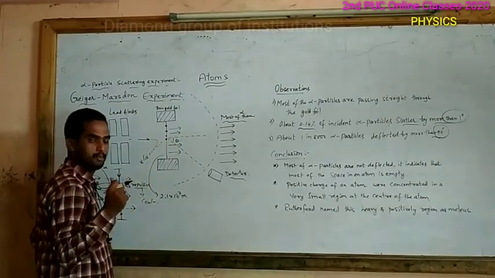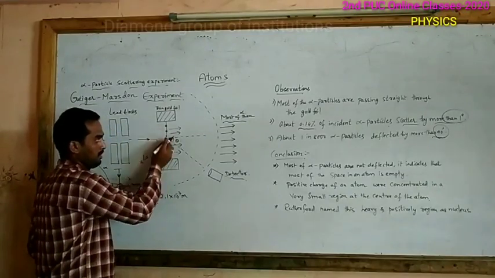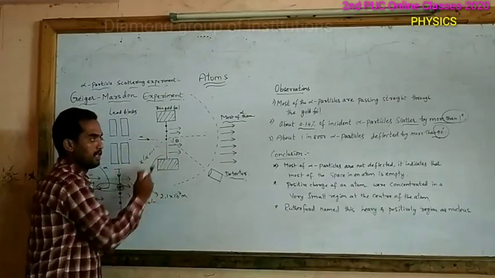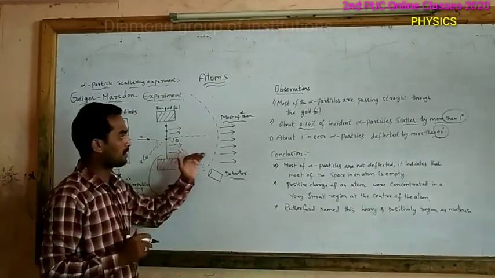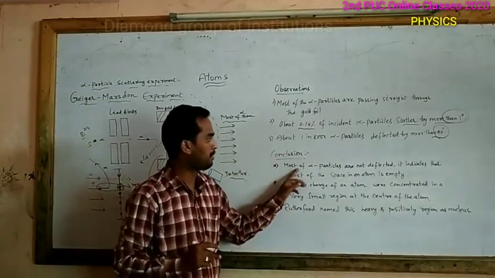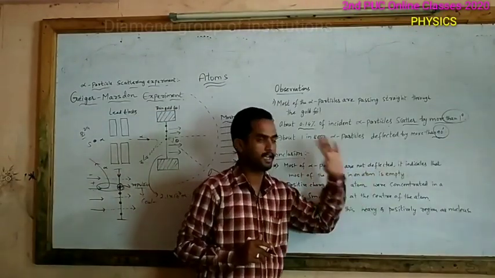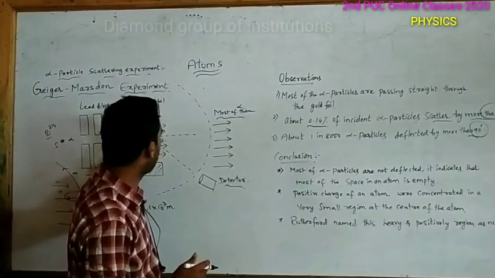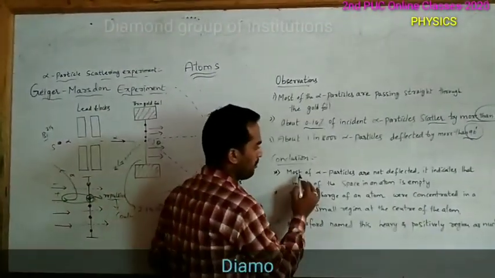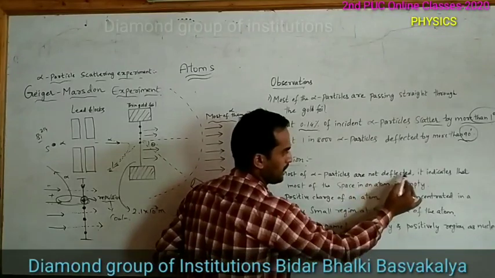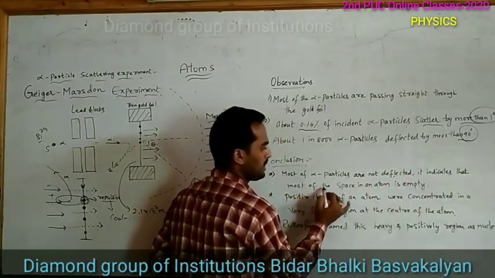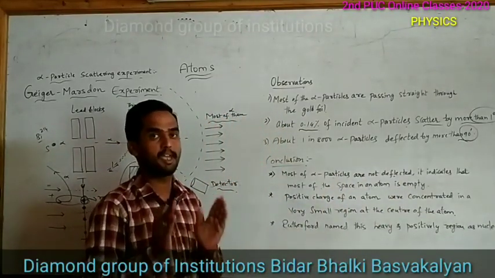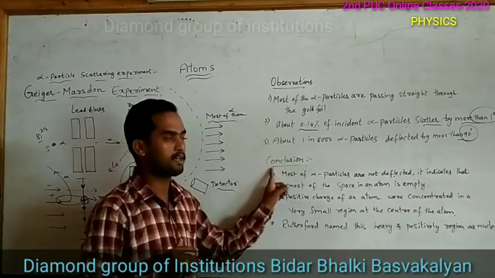That means it has most of the mass. That mass is repelled. This alpha particle is repelled by that positive charge. So based on this experiment, it is concluded that most of the alpha particles are not deflected, because in this gap they are going straight. What it means is that most of the space in an atom is empty. That means there is an empty space present in an atom. That is the first conclusion.